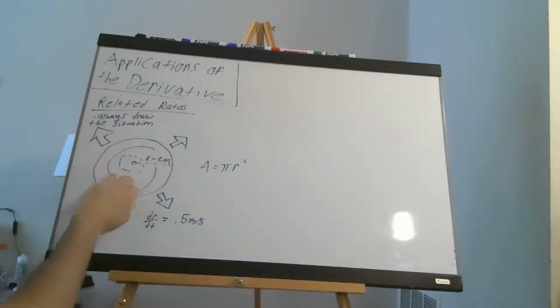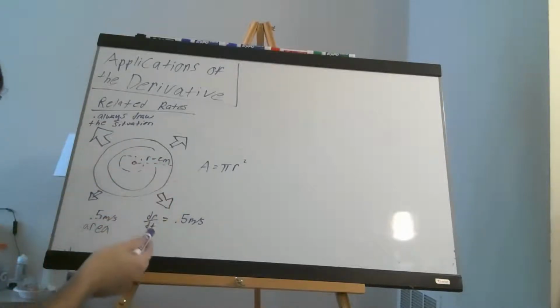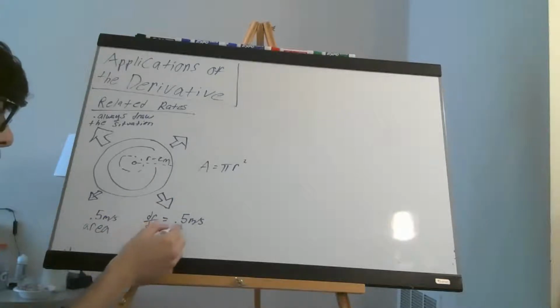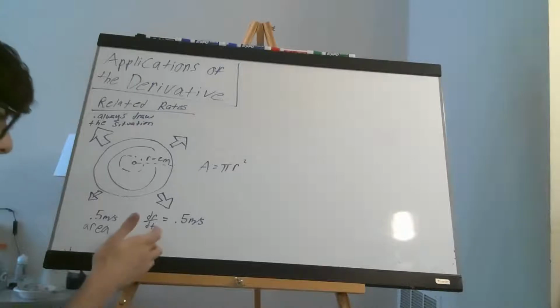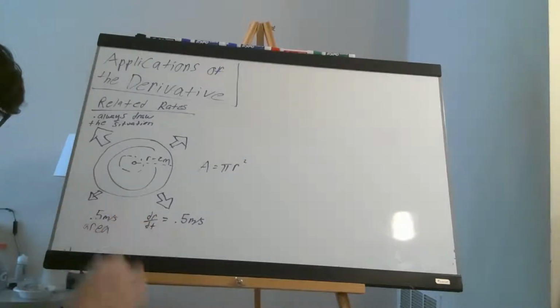So our radius is 2 meters. That's what we're given. So we know that the rate of change for the radius is half a meter per second, which we're going to denote as dr/dt, which is just the derivative of radius with regards to time on the bottom. So what is the area increasing?